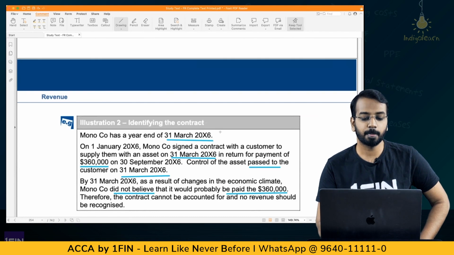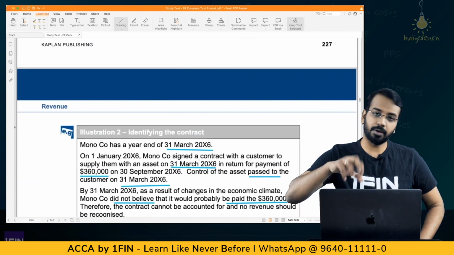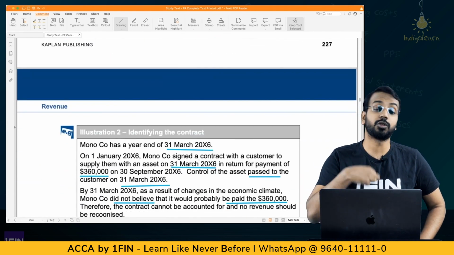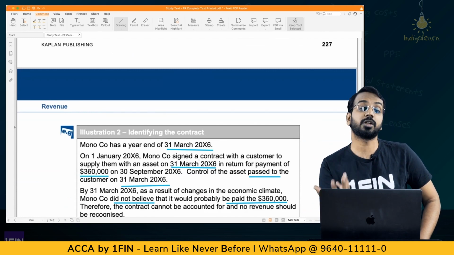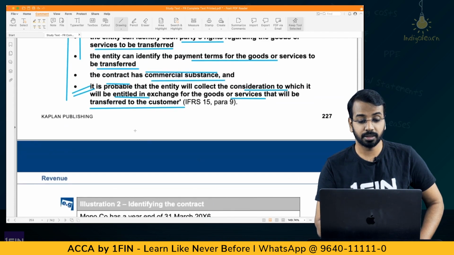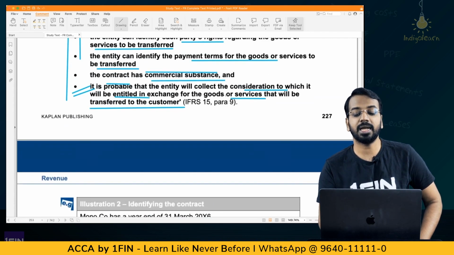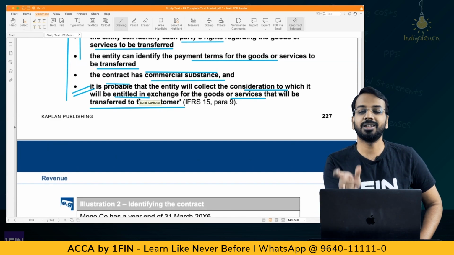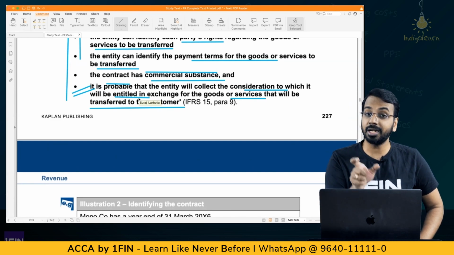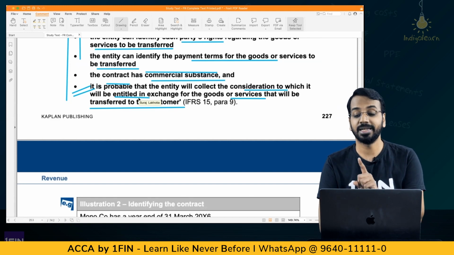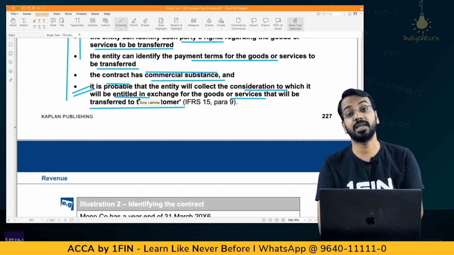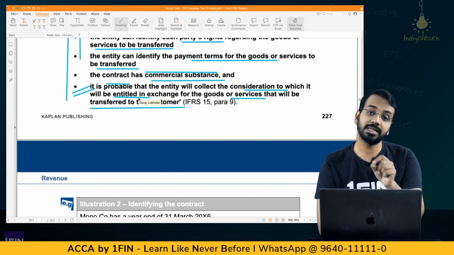So now we have entered into a contract. We have transferred the goods. The goods have been transferred by 31st March. But then, due to change in economic conditions, the last condition, that it is probable that the entity will collect the consideration to which it will be entitled, is not being satisfied. Now, when that condition is not satisfied, you cannot recognize revenue. You have to satisfy that condition to recognize revenue.